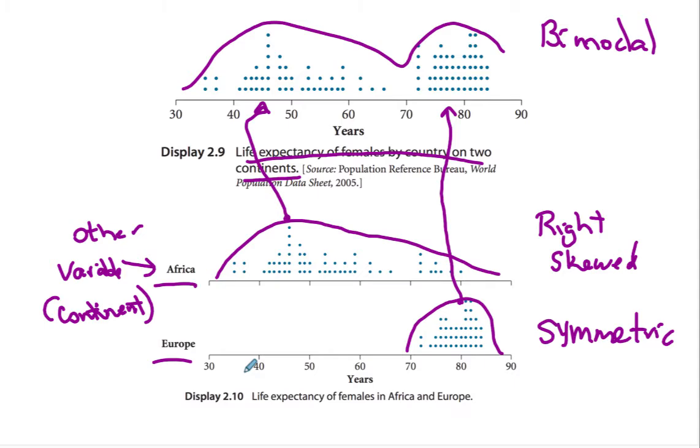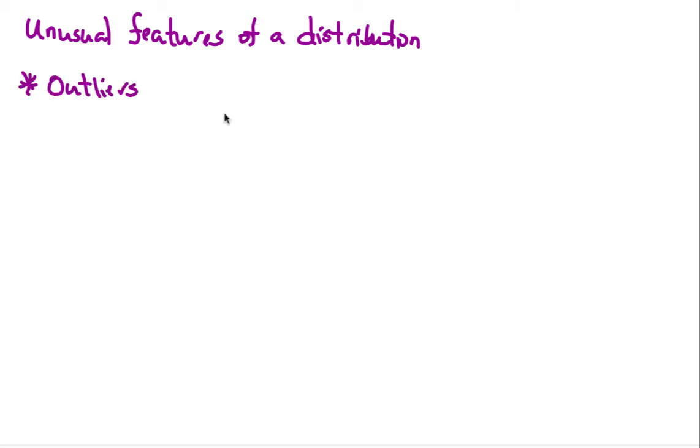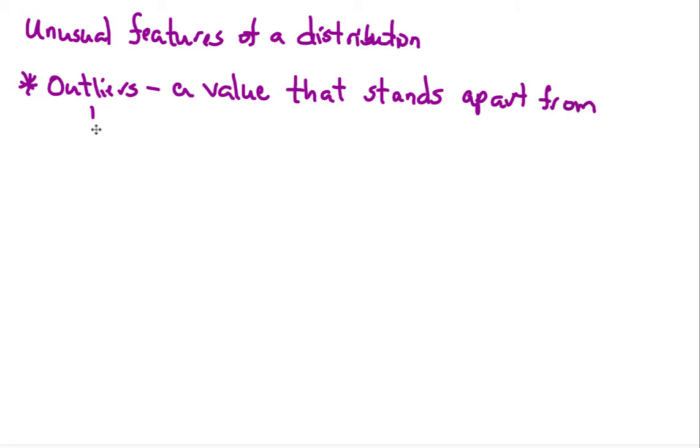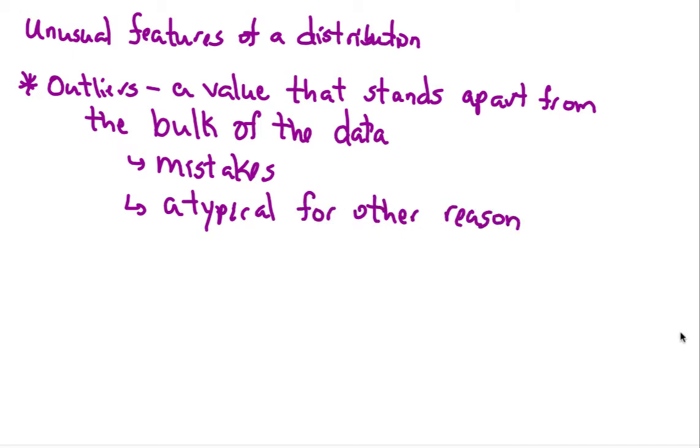But not least, when you're describing a distribution, you would want to talk about some unusual features of a distribution. Some examples would be outliers. That's a value that stands apart from the bulk of the data. Now, it might be an outlier because of a mistake that you made in either measurement or writing it down, or it might be an atypical measurement for some other reason. Sometimes having outliers is a key to another important discovery.